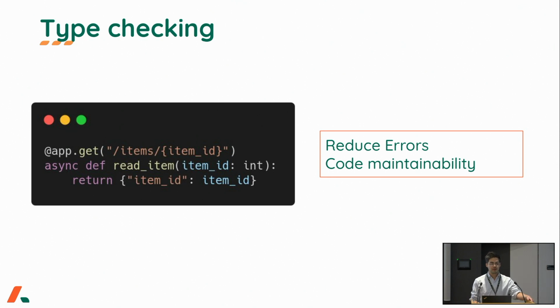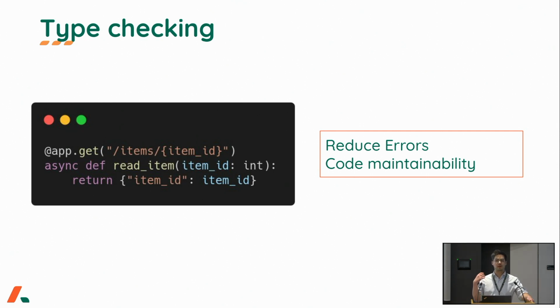First of all, the type checking. You can see on the screen a small definition of the route /item/item_id. So item_id will be a parameter. And using the type int of Python, I'm saying that item_id is an integer. And FastAPI will leverage the type hinting of Python to do some type checking.